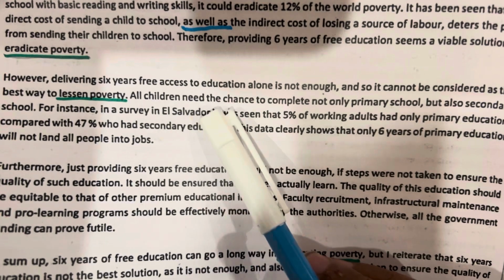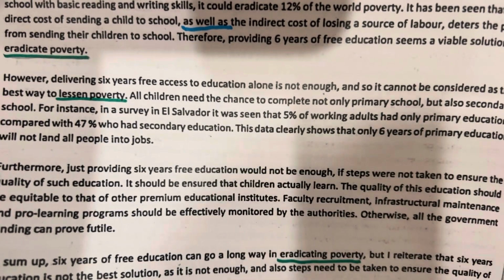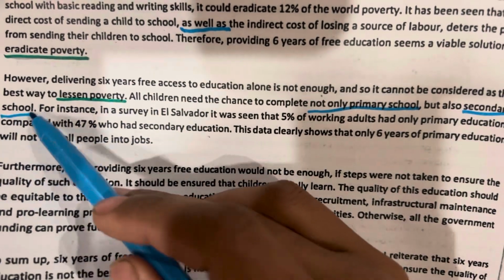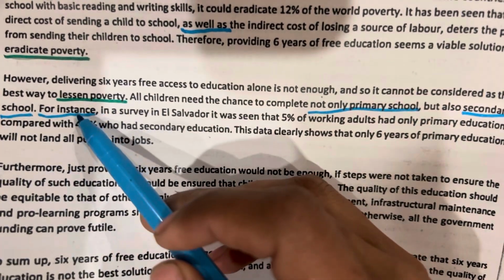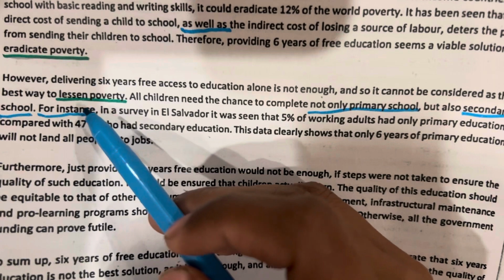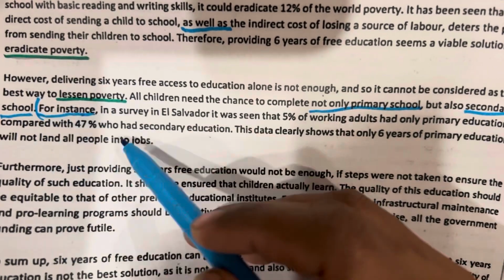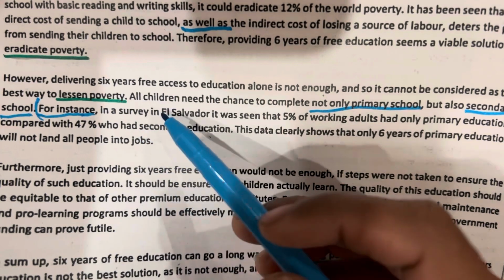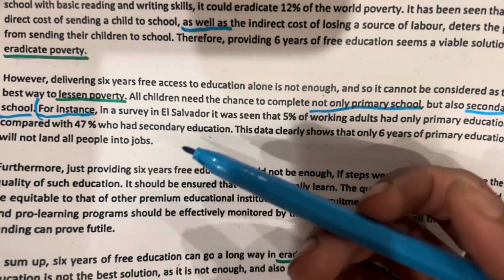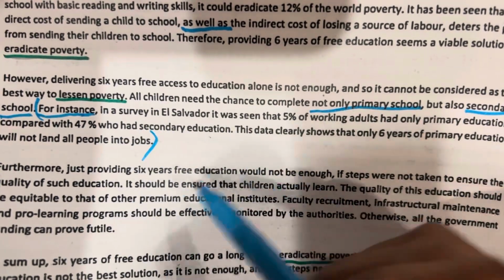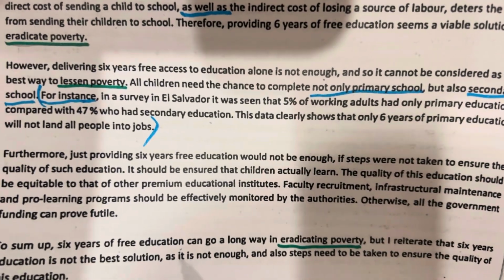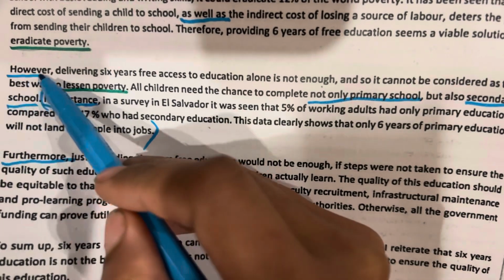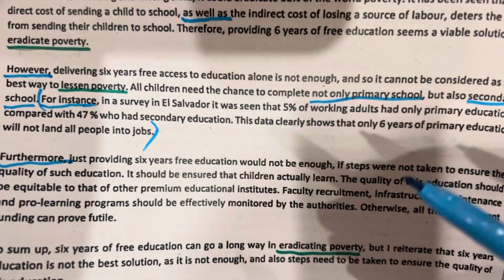Okay, all children need the chance to complete not only primary school but also secondary school. For instance, and for example, this shows that this is the example, and you can use any example from your experience. Okay, this is the example. Furthermore, also use these types of connectors: furthermore, however, moreover, as well as.